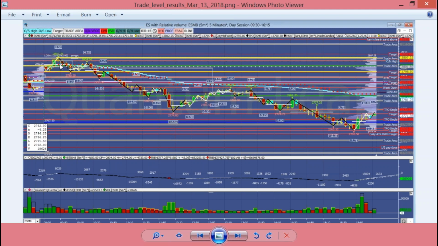And what we were saying in the live room yesterday is that we were in Hypo 2, and then once we broke below the 83.75, we started looking at the possibility of Hypo 4 kicking in. And once we did break the 80.75, then we were clearly in Hypo 4, and we were targeting these two TPO singles at 75 and a quarter and 69 and a quarter, and the 63.75 with our daily ATR.